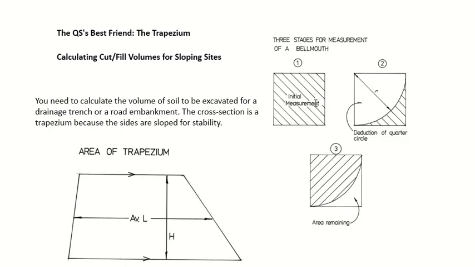To calculate the volume of the soil which you need to take from here, you will assume a trapezium. The cross section will be taken as a trapezium. Then you have another thing here on the side which is called the bell mouth. I don't have an example for that. Where do we use it? I don't know. But a bell mouth is something like this.